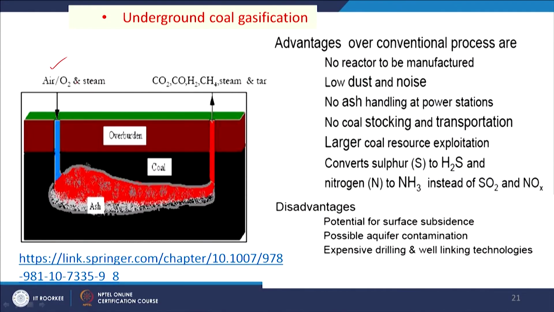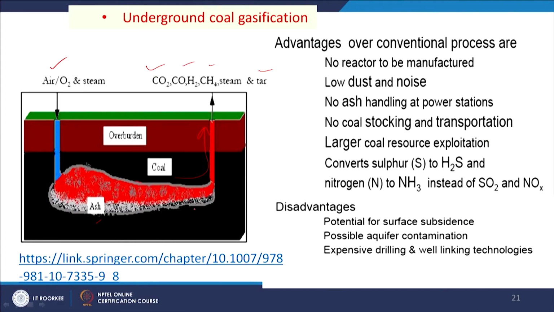Next is underground coal gasification. Another technology possibility is underground coal gasification. In this case gasification will take place, but that will not take place in any gasification plant on the surface, but it will be taking place underground. So, by that way we can remove the possibilities of emissions etcetera. So, that is the philosophy of underground coal gasification. So, in this case air or oxygen and steam can be sent underground where coal is available, and this coal will be combusted and ash will form and the syngas will form. So, that syngas will go up. So, it will come out as CO2, CO, H2, CH4, steam and tar.